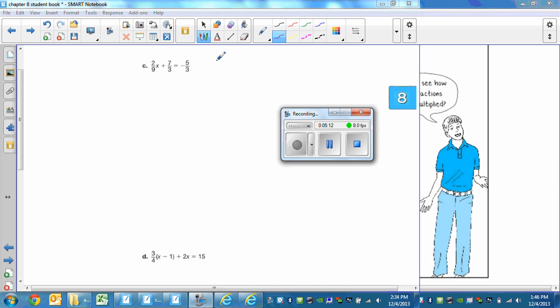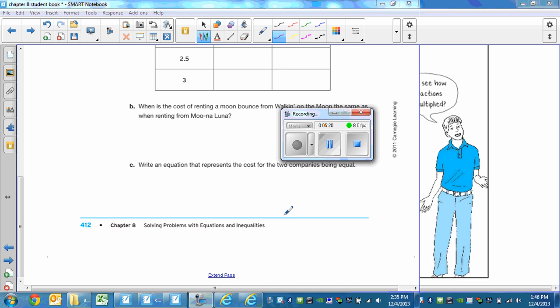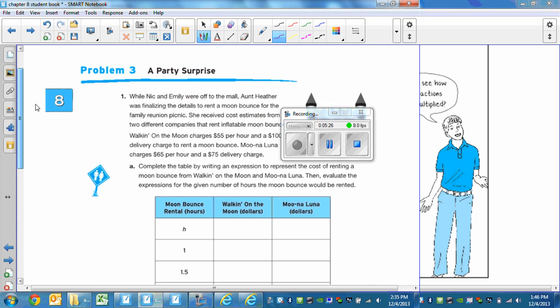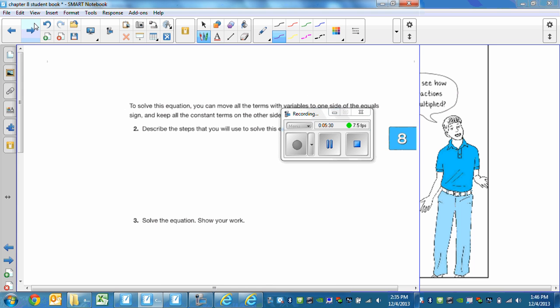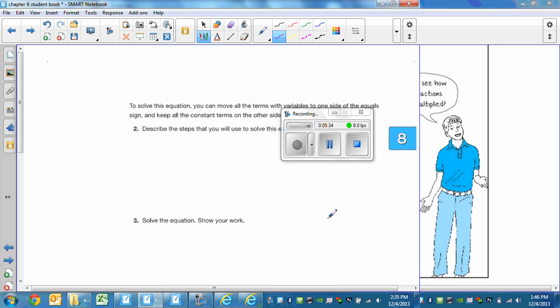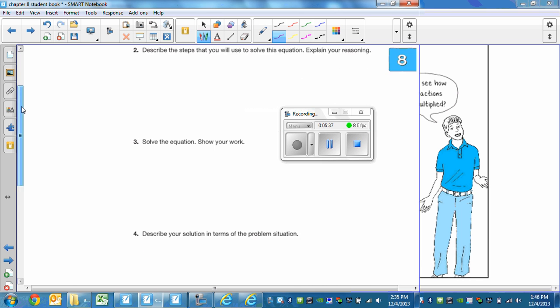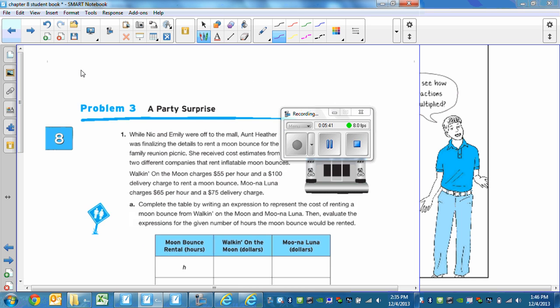All right, now let's have you try C and D, and we will check those in class tomorrow. After you're done with C and D, you're going to skip all the way to page 412. I want you to try problem 3, a party surprise, and bring that with you tomorrow. So you'll do number 1, number 2, number 3, and number 4, and number 5 of problem 3.